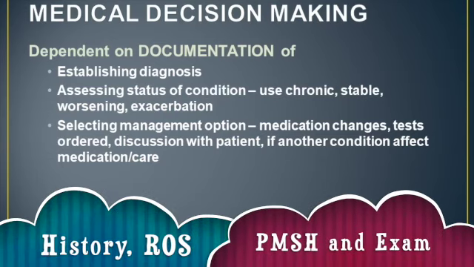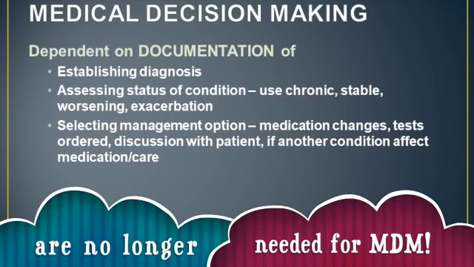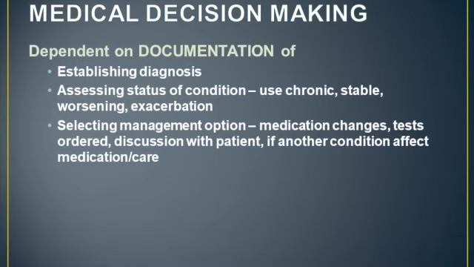Now we're establishing the diagnosis and we're assessing the status of these diagnoses. We want to start to use key words, things like chronic, stable, worsening, exacerbation, etc. And then we also need to take into account the management options, so medications, tests, discussions with the patient, or any other conditions that are affecting the care.